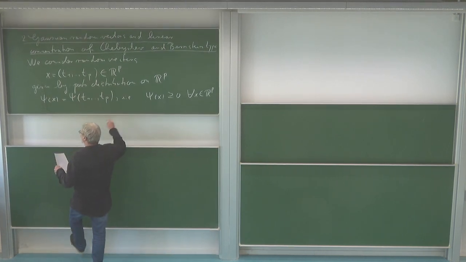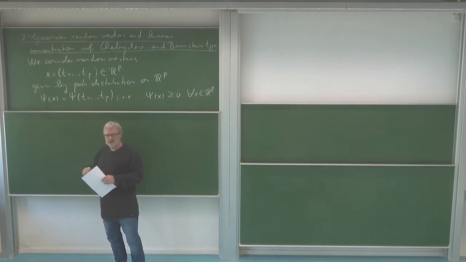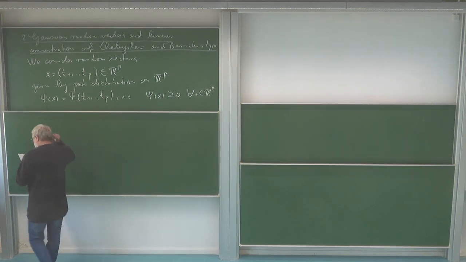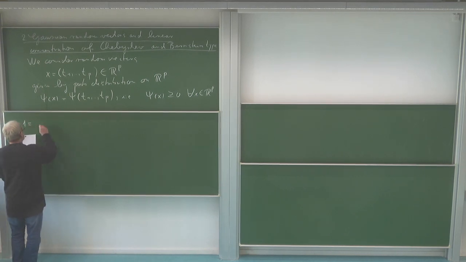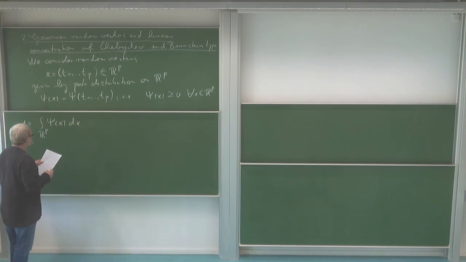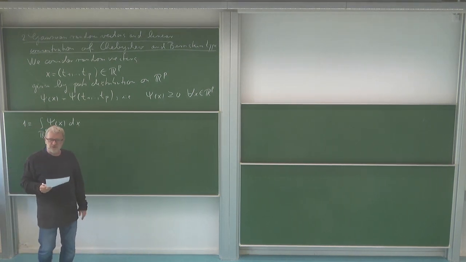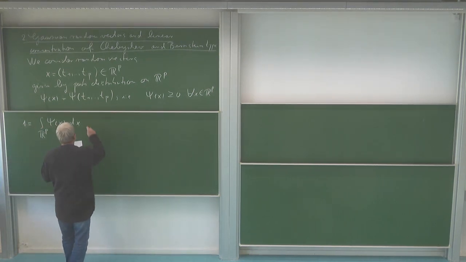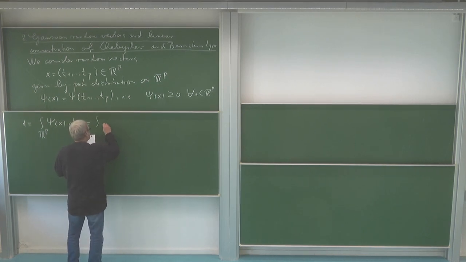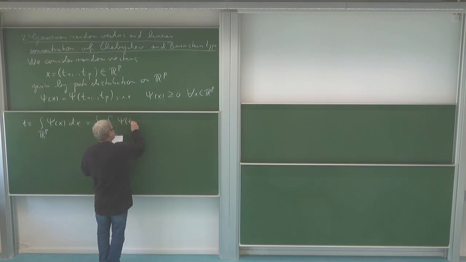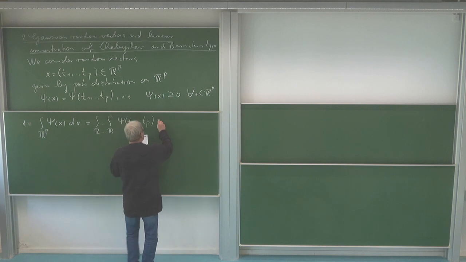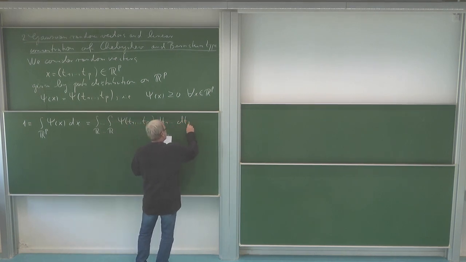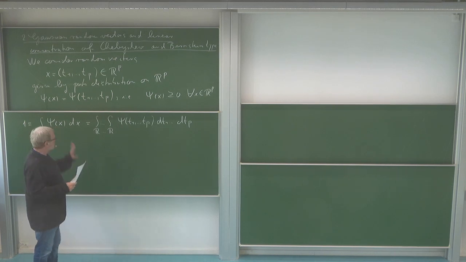So if I just ask, am I somewhere in R^p? Of course, I'm somewhere, so the probability of this should be 1. So 1 should be the integral of my density over R^p. And this integration is just a p-fold iterated integration over my coordinates. So I can also write it as an iterated integral p times over R, with my density psi(t1, ..., tp), integrating over dt1 up to dtp. Okay, so that's my density.